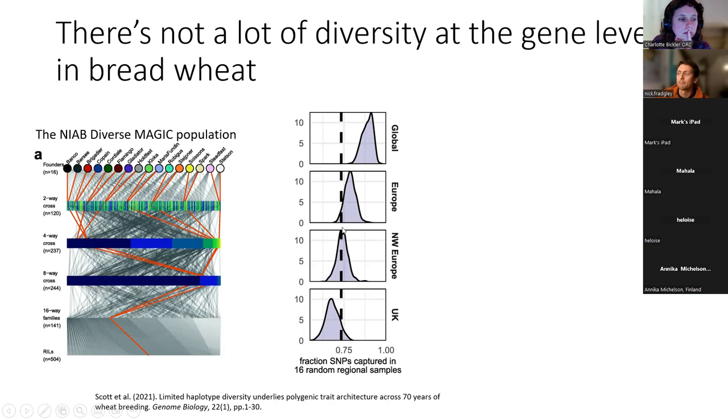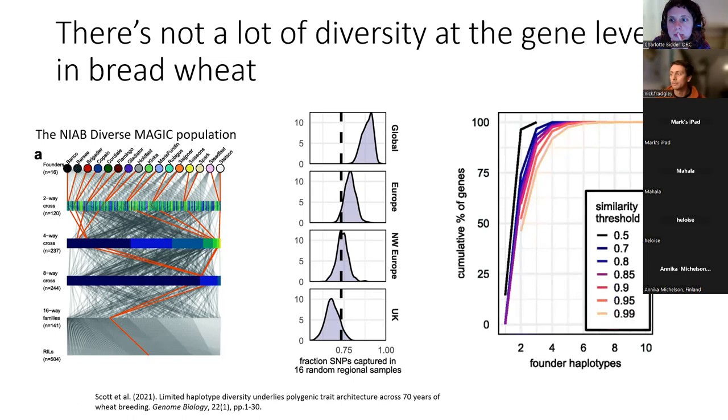So that's kind of what we'd expect. We've captured a good amount of diversity in just these 16 parents. But once you looked into the details of the gene sequence analysis, to look at how many different versions of each gene there are, how much diversity for each gene, we found that it could be captured by a remarkably low number of haplotypes, or allele versions of a gene. So nearly all genes only have two or three haplotypes at each site.